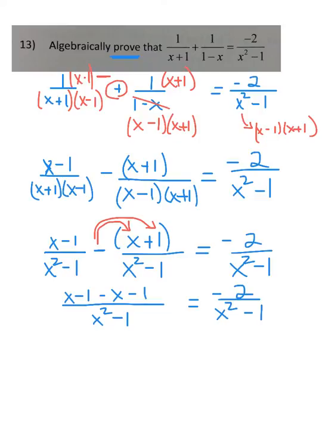All right. Now look at what we have here. Well, isn't x minus x 0? So my x's are going to cancel out, but look at what I have here. I have a negative 1 and another negative 1. And miraculously, that is negative 2 over x squared minus 1, which, voila, is the same as the right side. We are mathematical geniuses.